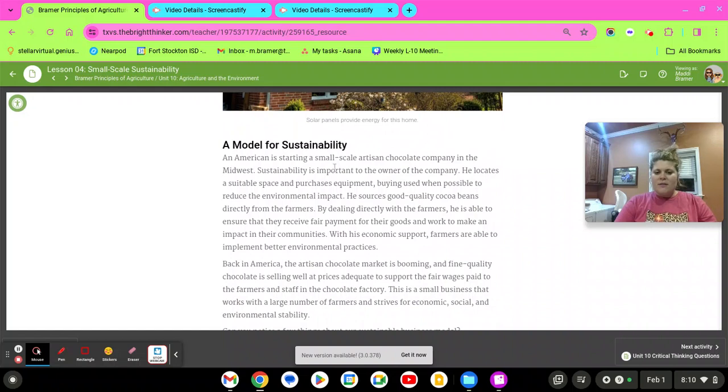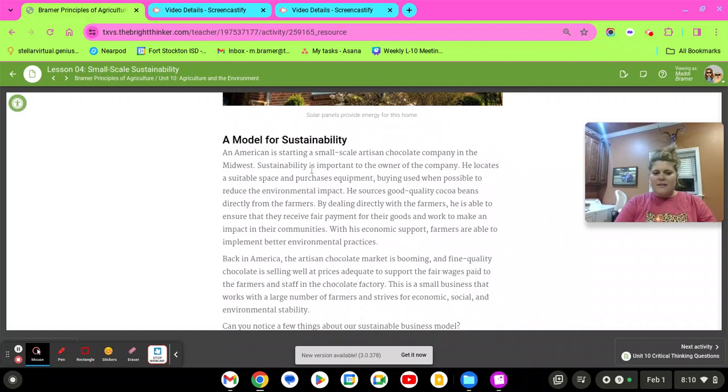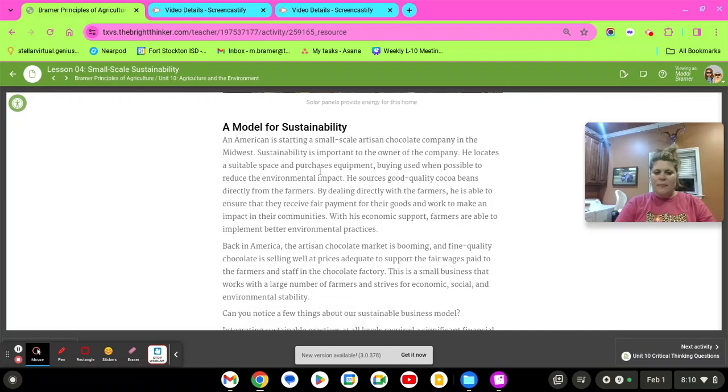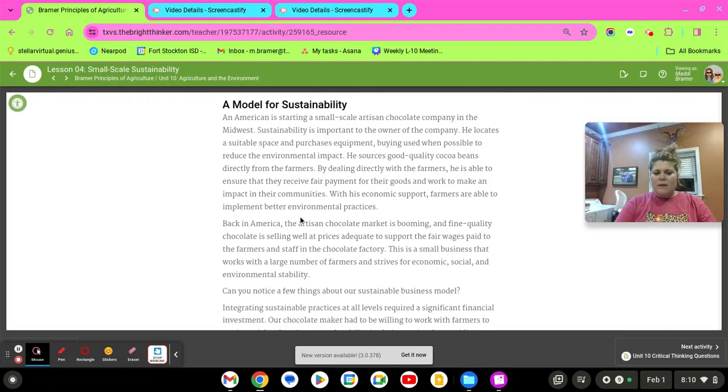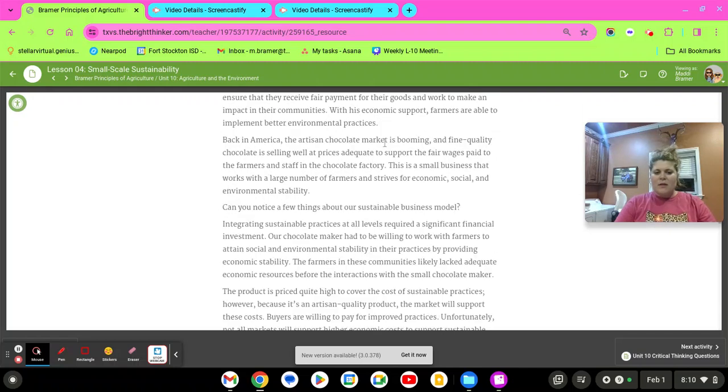So, an American is starting a small scale chocolate company. It says sustainability is important to the owner, who locates a suitable space and purchases equipment, buying used when possible to reduce environmental impact. He sources good cocoa beans directly from the farmers. By dealing directly, he's able to ensure they receive fair payment. With his economic support, farmers are able to implement better environmental practices. Back in America, it's booming and fine quality chocolate is selling. It's a small business that works with a large number of farmers and strives for economic, social, and environmental stability.